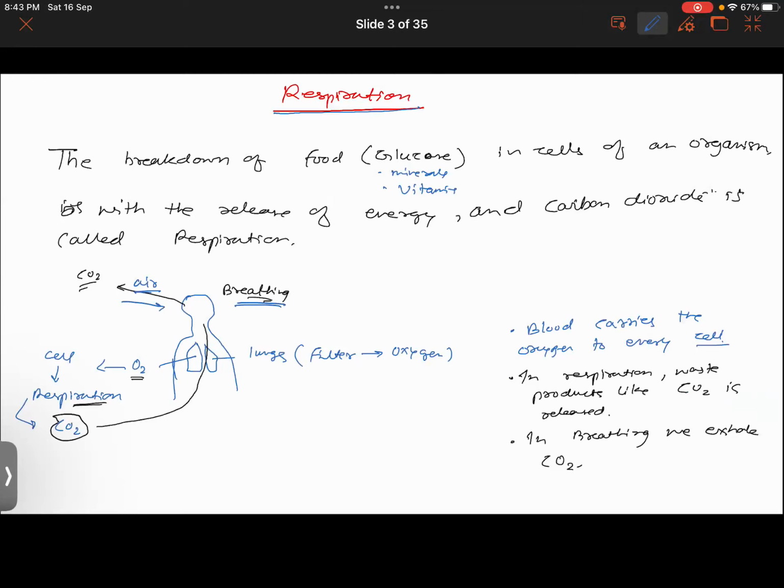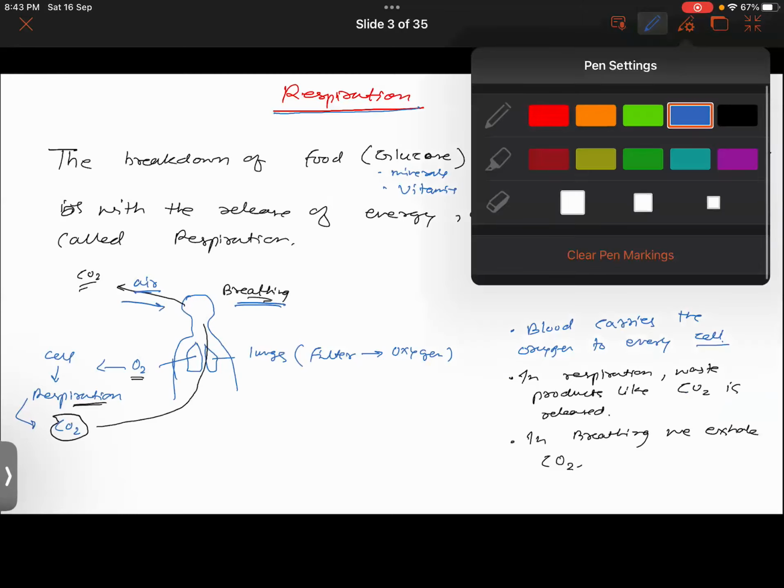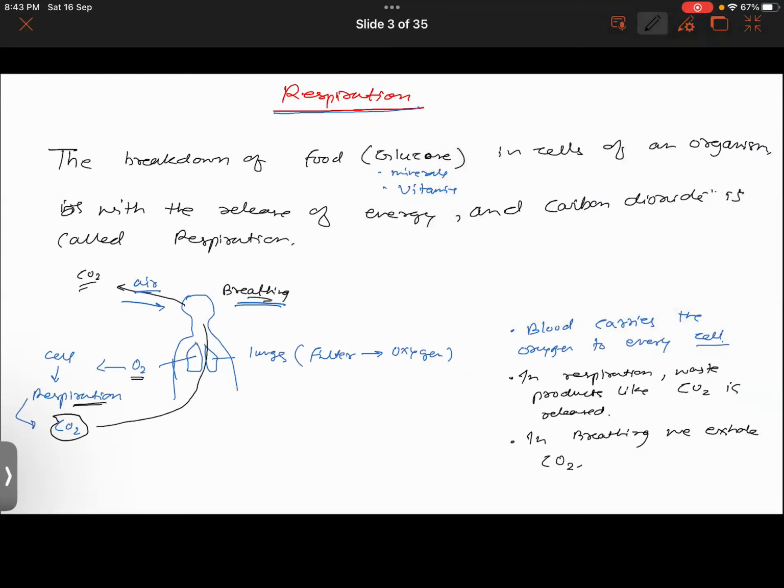And further we talked about respiration. Respiration is simply the breakdown of food in cells of an organism with the release of energy, carbon dioxide, and some amount of water as well. Getting it now? Yes, sir. And Vaiga, what was the main purpose of breathing? How does it benefit us? The oxygen which we are getting, what is the role of this oxygen in our body?